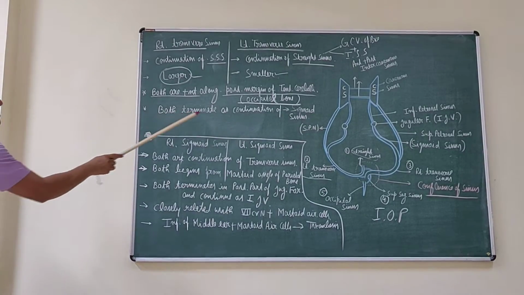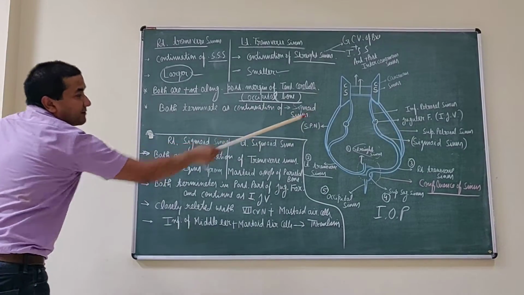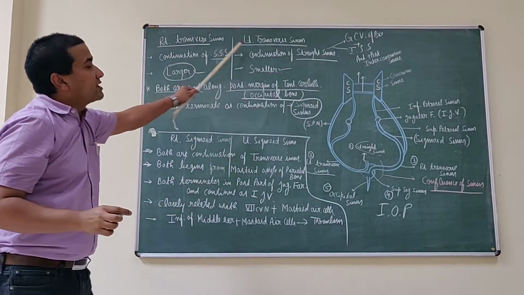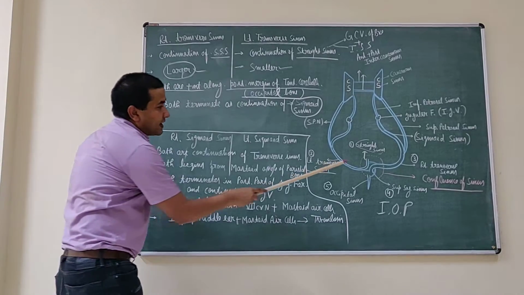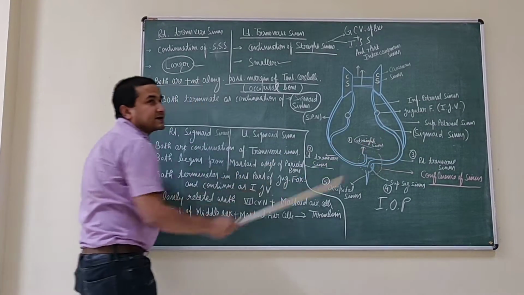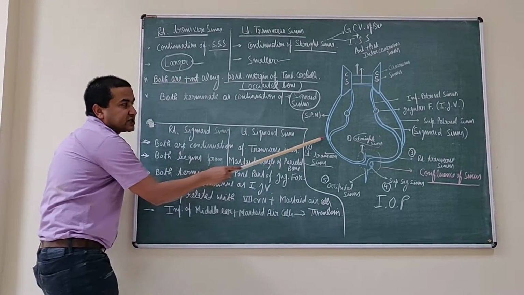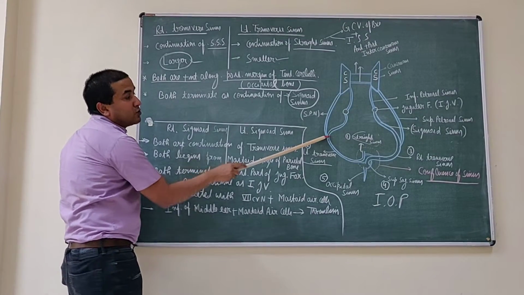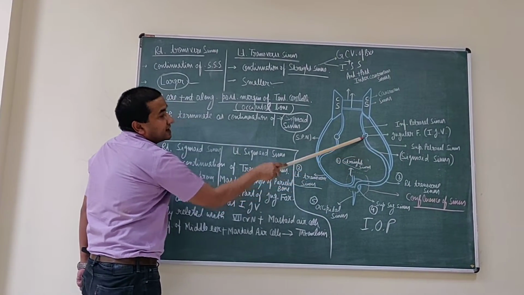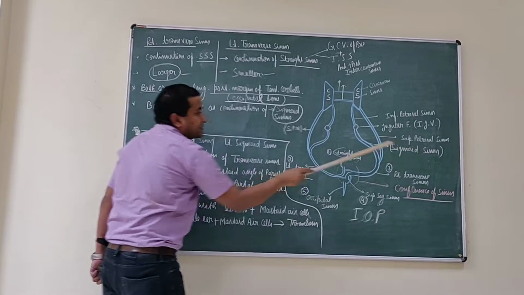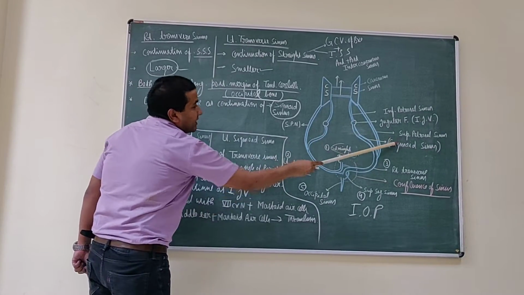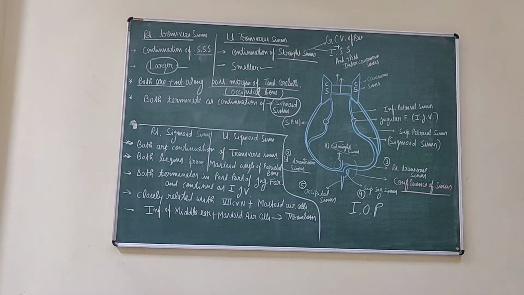And both terminate as the continuation of the sigmoid sinus. What is the fate of these two transverse sinuses? See in this diagram, this is the right and this is the left transverse sinus. Near the mastoid angle of the parietal bone, it becomes an S-shaped sinus. This S-shaped sinus is known as the sigmoid sinus. So both transverse sinuses continue as the sigmoid sinus on both sides.